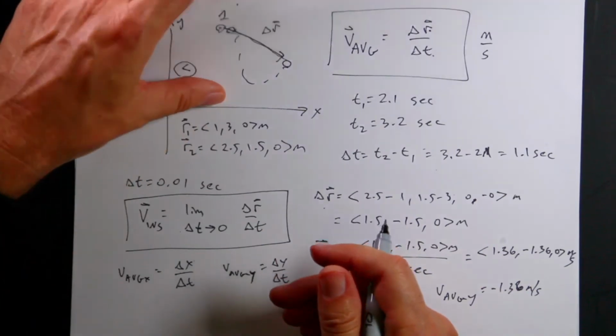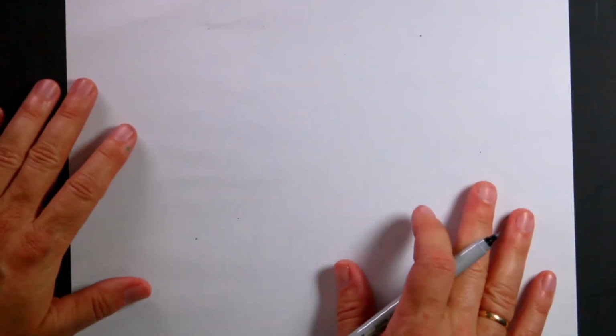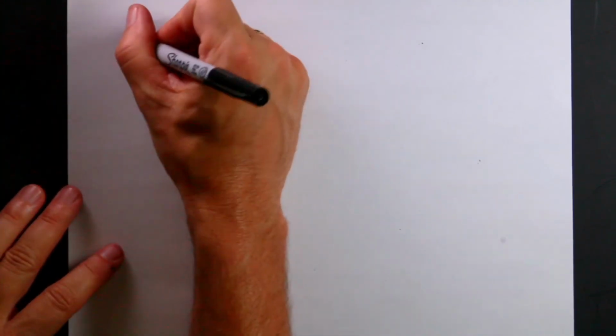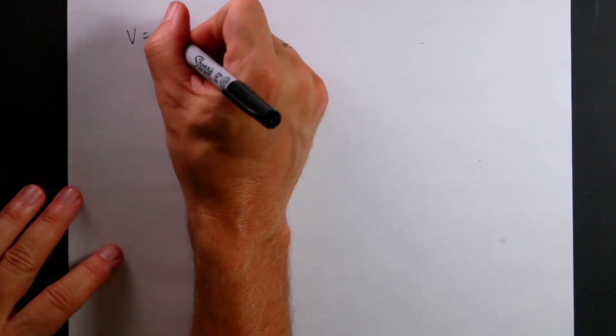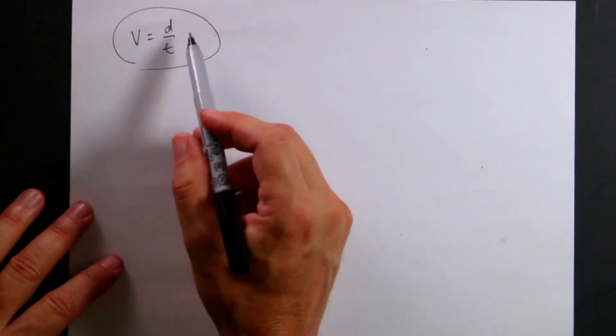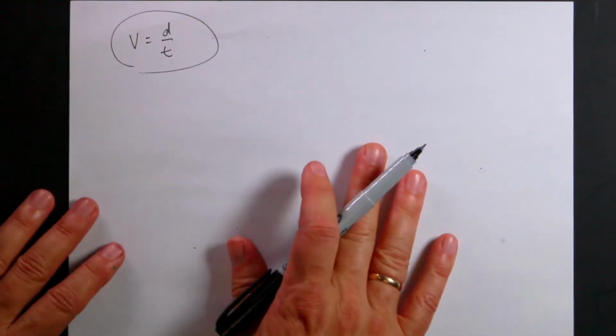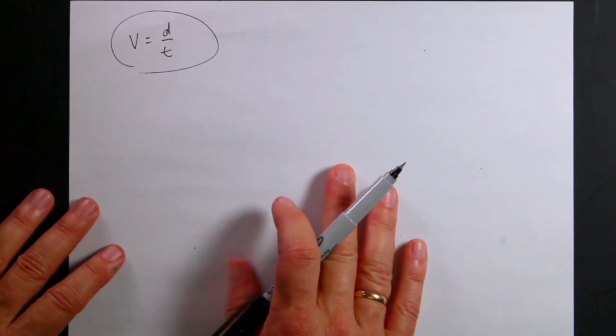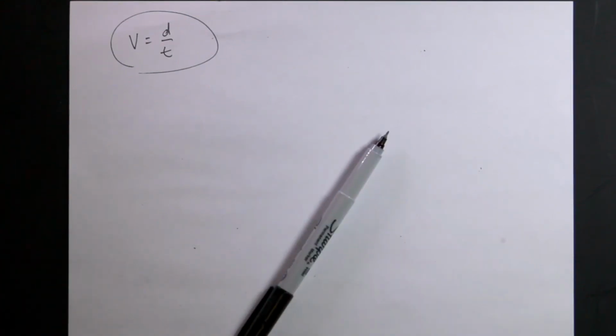Okay, let me tell you what not to do when we're talking about velocity. I'm going to show you some more paper. Okay, if you say this, it says velocity is distance over time. I just want to point out, I see this a lot, okay?